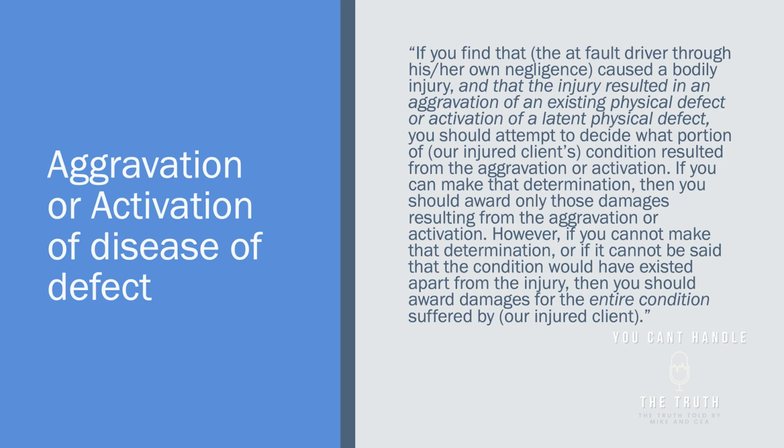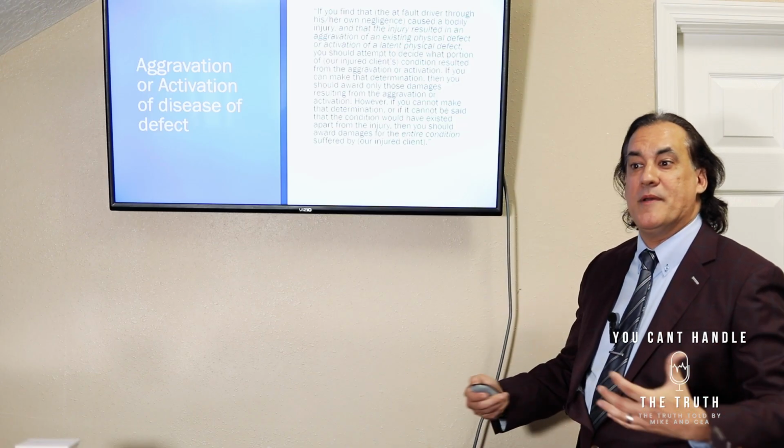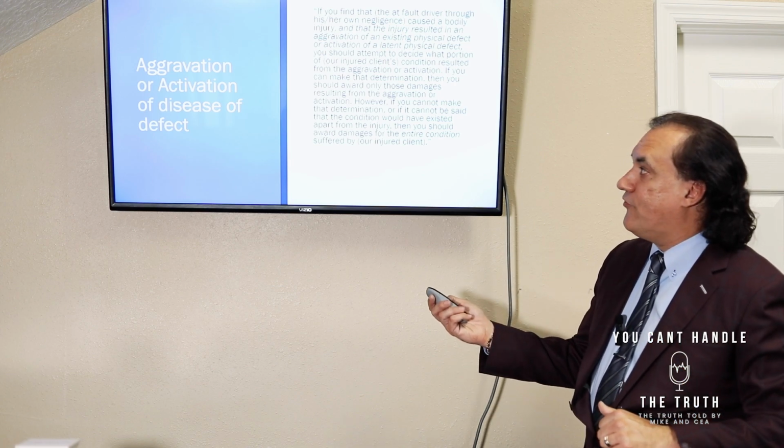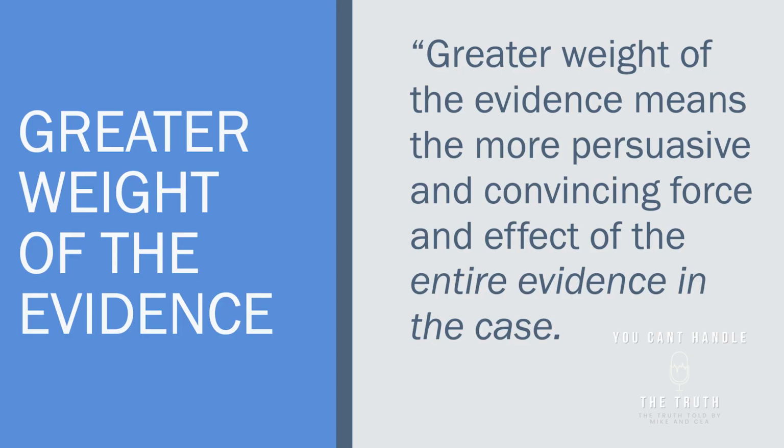If you can make that determination, then you should award only those damages resulting from the aggravation. However, if you cannot make that determination, or if it cannot be said that the condition would have existed apart from the injury, then you're ordered through the instruction to award damages for the entire condition suffered by the client. Again, all of it is dependent on the evidence throughout the 3-4 day trial. This is the burden of proof in a civil case. The greater weight of the evidence, 51-49 is the way I call it. It's not beyond a reasonable doubt.